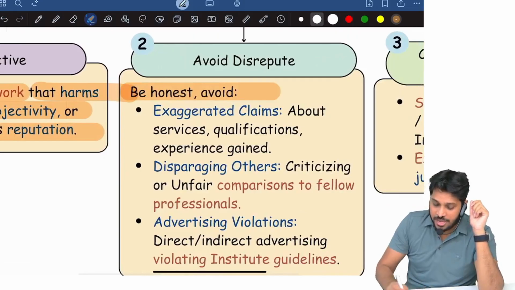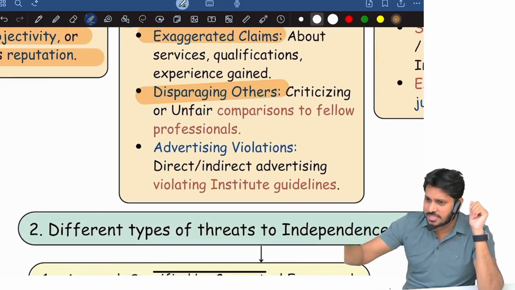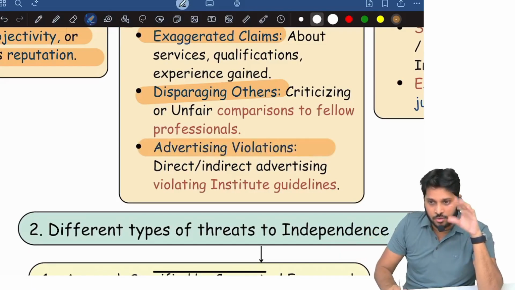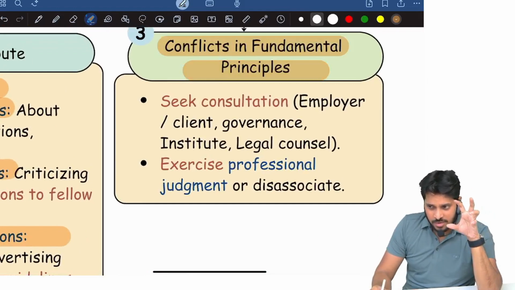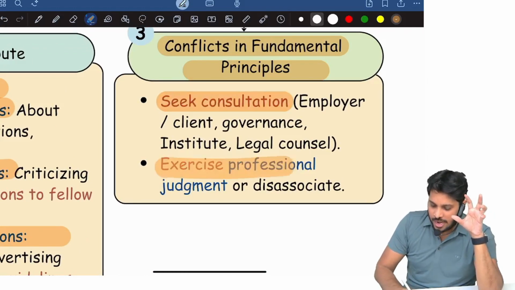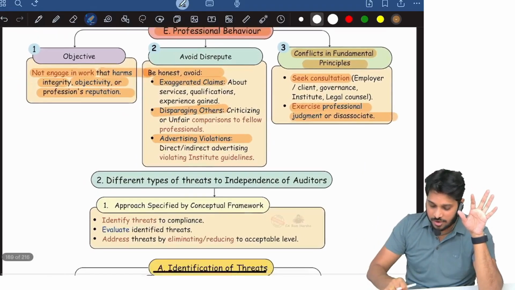Next, professional behavior. The objective: you should not engage in any work that harms the integrity, objectivity, and reputation of the profession. Be honest. Don't make exaggerated claims. Don't make disparaging statements about others. Advertising guidelines, all that. And wherever there is a conflict in fundamental principles, you seek consultation and exercise professional judgment or disassociate from that particular activity. These are all the fundamental principles.